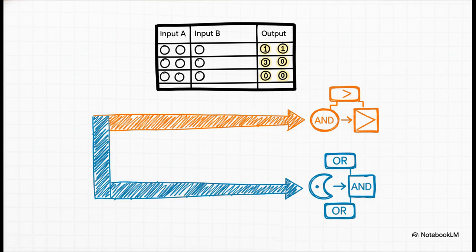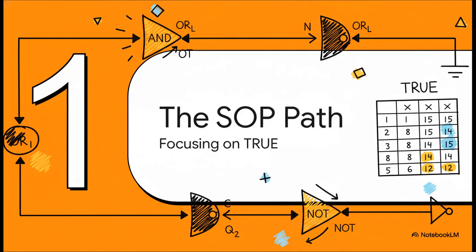This is where our two logics come into play. See, you can solve this puzzle by taking one of two completely different paths. You can focus only on the times the output is true, a 1, and describe what causes that. Or you can do the exact opposite. You can focus on all the times the output is false, a 0, and describe what causes that. The craziest part? Both paths will lead you to a totally correct answer. So let's explore that first path.